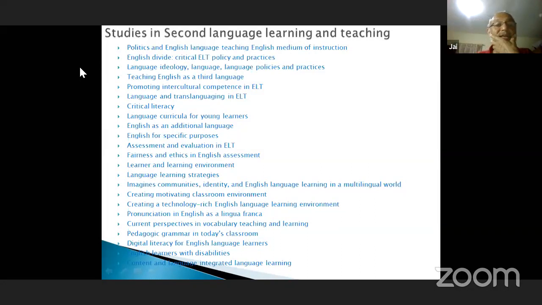The first one is politics and English language teaching, English medium of instruction. That's also part of politics. Then another one is English language teaching policy and practices, language ideology, whatever you say, language policies and practices, teaching English as a third language.